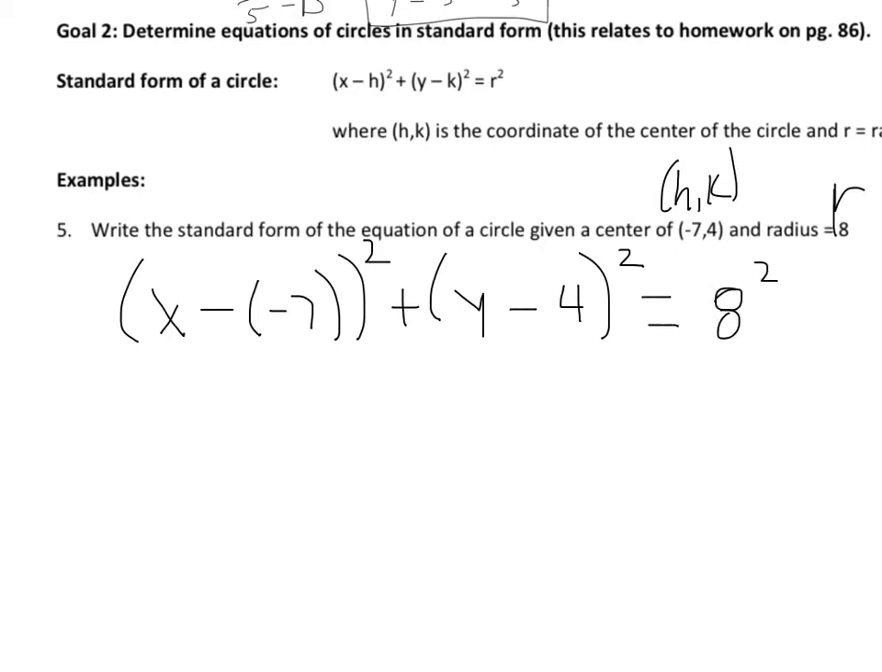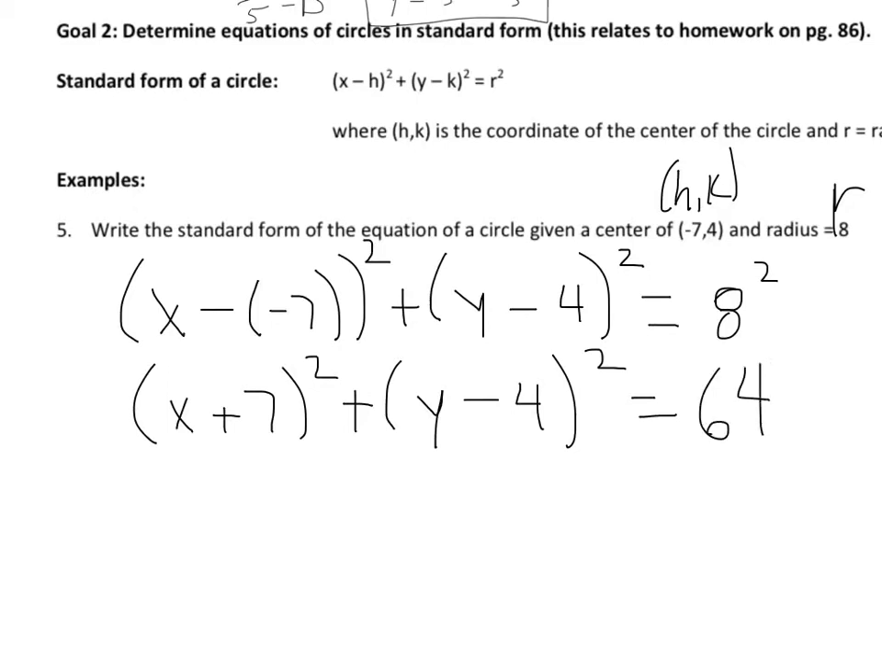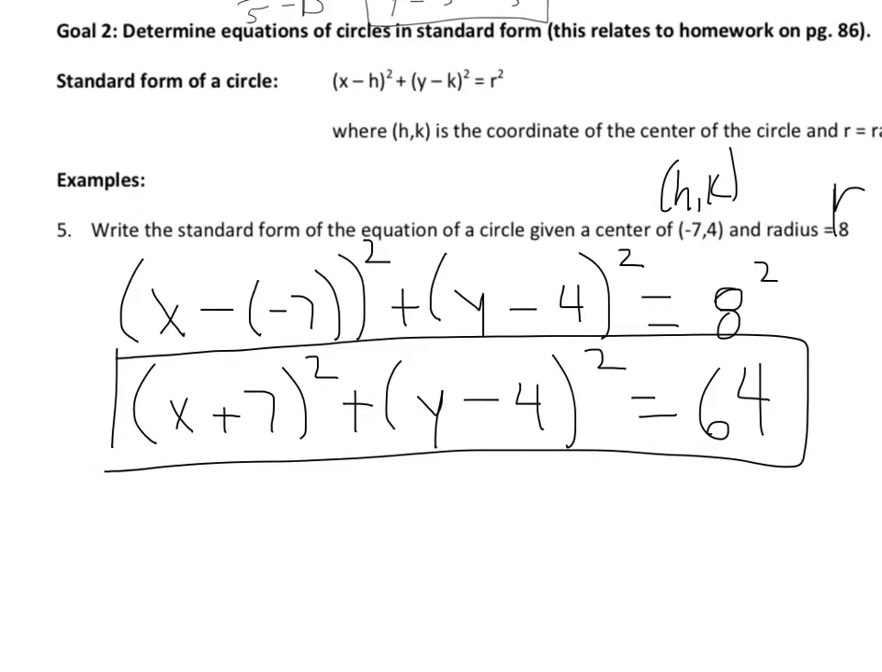Note, I just plugged in h, k, and r. And then we simplify. x, opposite of a negative, is a positive, squared, plus y minus 4 squared equals 8 squared is 64. And that is your standard form. We don't FOIL or solve for x or solve for y. We keep it in that form because that form has h, k and the radius. Of course, not exactly, but we can easily get it from that.